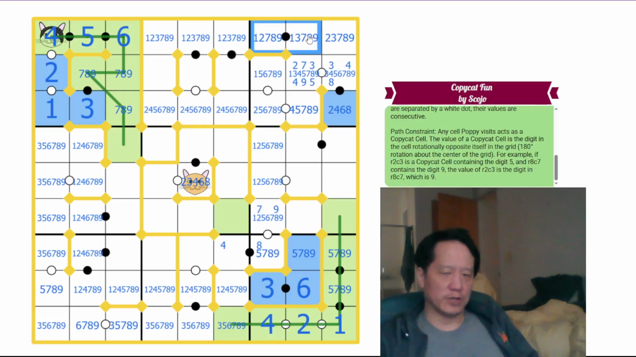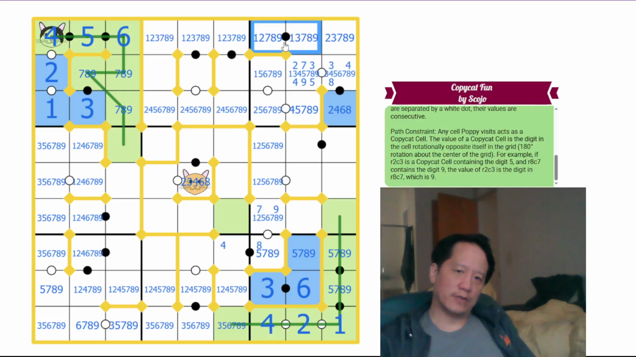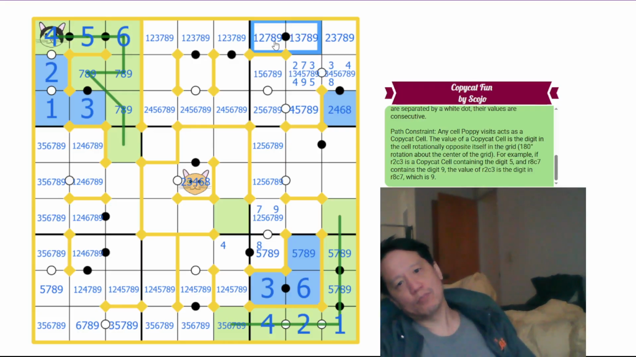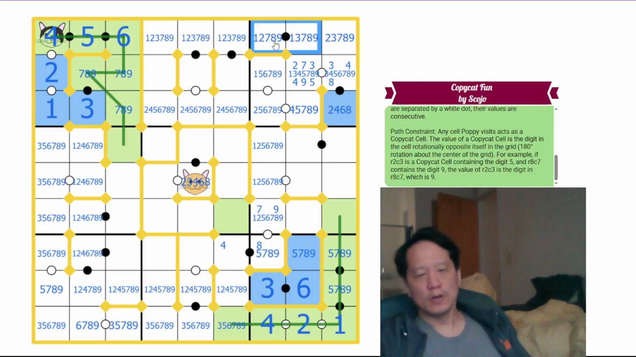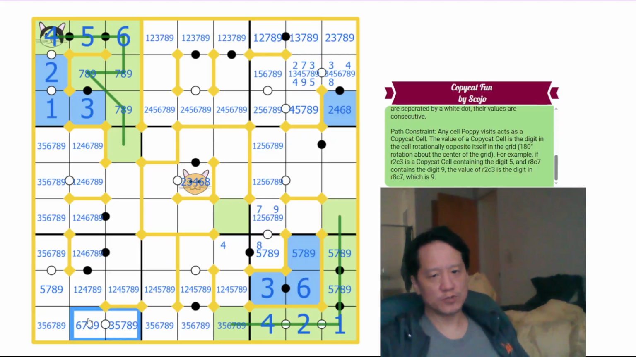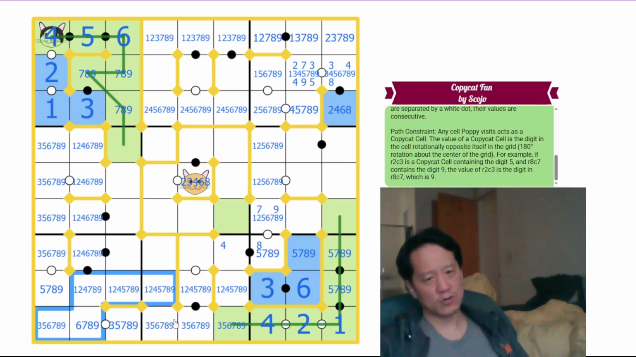Can one of these only be copycat? In that case, this would not be copycat. I think the answer to that is no. So either these are both copycat or neither is copycat. If this is copycat, that means this must be 3 and 6, which is not consecutive. So then I guess it could just be one that's copycat here. That is possible.